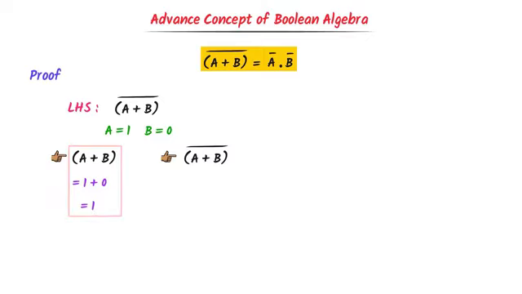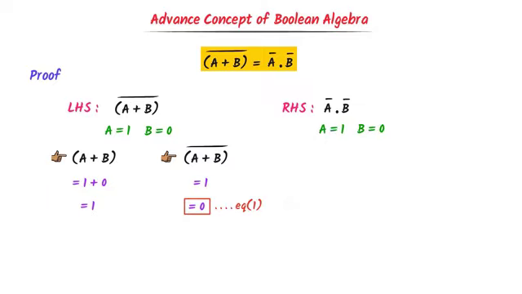In the second step, we have to inverse the value of a plus b. We know that a plus b is equal to 1 and its inverse is 0. Thus at the left hand side, a plus b whole inverse is equal to 0. Let this be equation number 1. Now at the right hand side, we have a bar dot b bar. We know that a equals 1 and b equals 0.